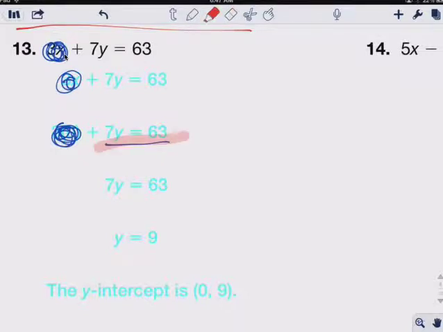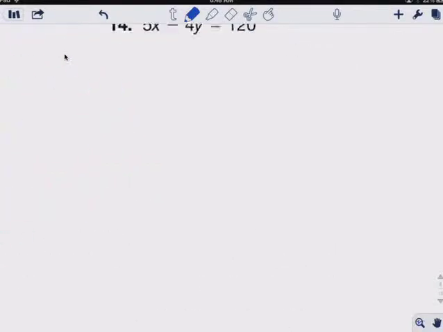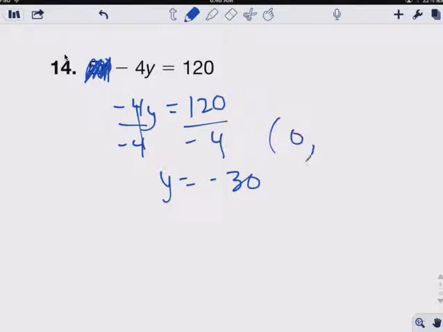7y equals 63. You just divide both sides by 7. You get the answer of 9. This is an easy one, okay? So your intercept is 0, 9. Number 14. x is 0. It's like x doesn't exist. Negative 4y equals 120. You divide by negative 4. y equals negative 30. Y-intercept is 0, negative 30. Y-intercept means when it crosses the y-axis.